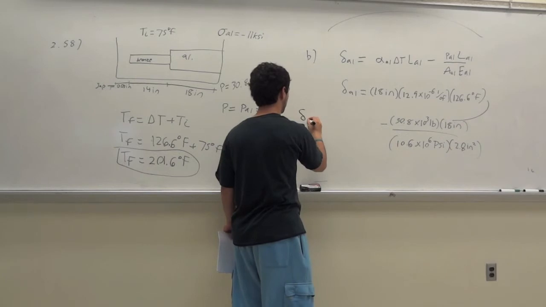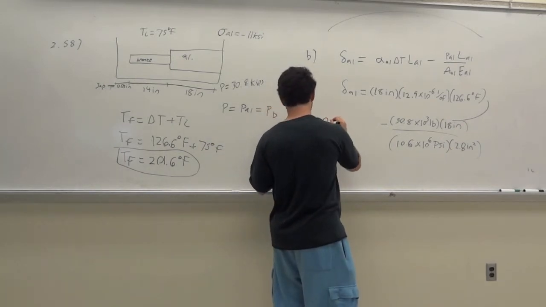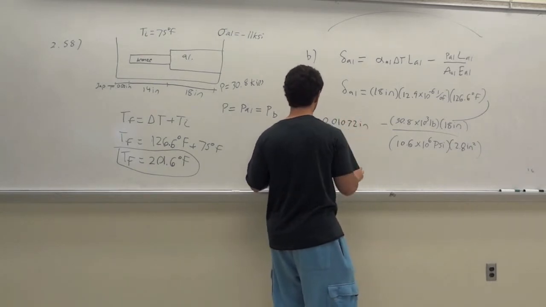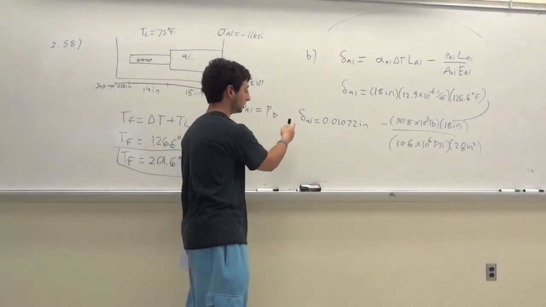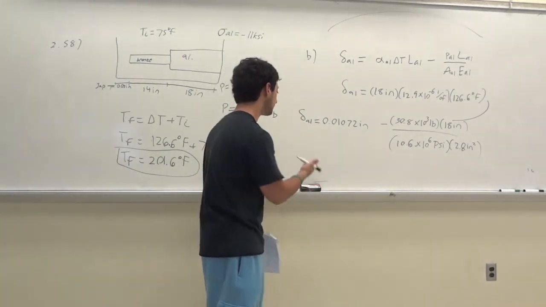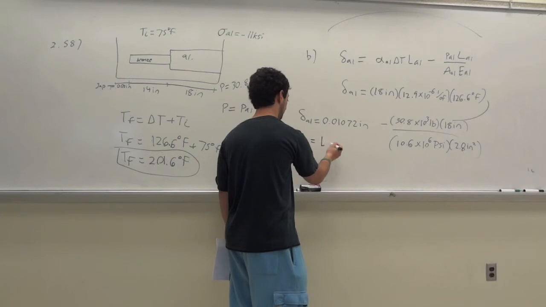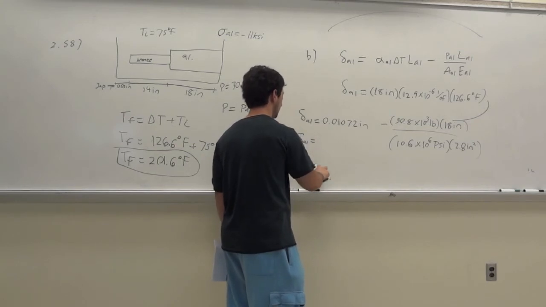And now for the total deformation of this thing, it comes out to 0.01072 inches, right? But they want the exact length. Okay? So this is a change in length. This is the change in length, so how do we find the exact length? Delta AL is the change, and then there's the original length. The original length. Okay, so they want the exact length.